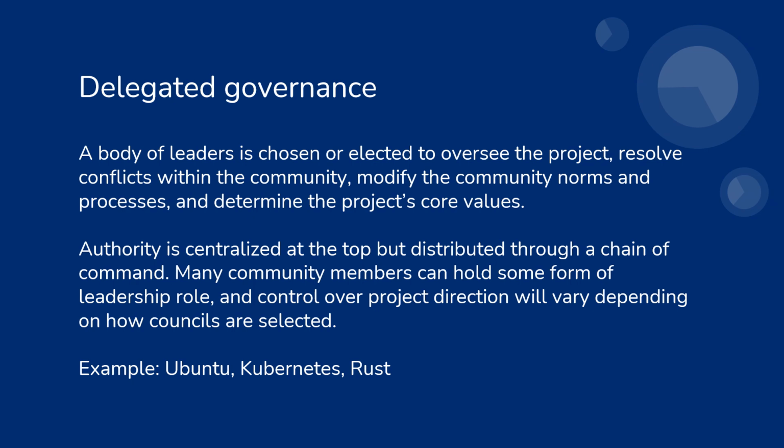In delegated governance, a body of leaders is chosen or elected to oversee the project, resolve conflicts within the community, modify the community norms and processes, and determine the project's core values. Authority is centralized at the top, but distributed through a chain of command. Many community members can hold some form of leadership role, and control over project direction will vary depending on how councils are selected. Examples of delegated governance include Ubuntu, Kubernetes, and Rust.